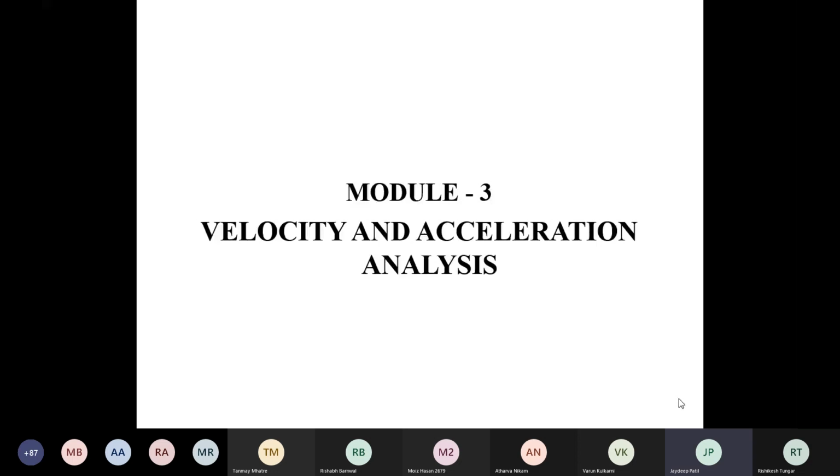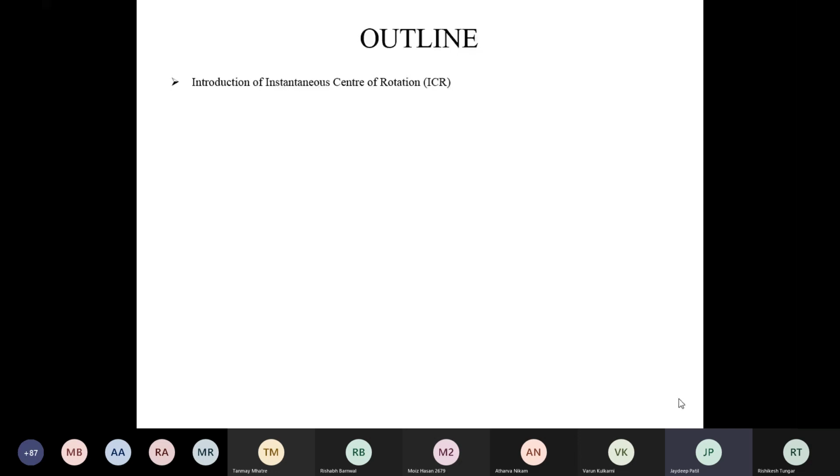Okay, now here we start first of all. See the introduction or outline for this module. First of all, we will see the introduction of instantaneous center of rotation. Now, what is this ICR, or how we will get this instantaneous center of rotation of any link? Because when the mechanism moves, there are a number of links, and those links also move with respect to each other. When those links move in a curved path, there will be one center of that link. Now that center you have to find out here. Okay, next, the method for determining the velocity of a point on a link.